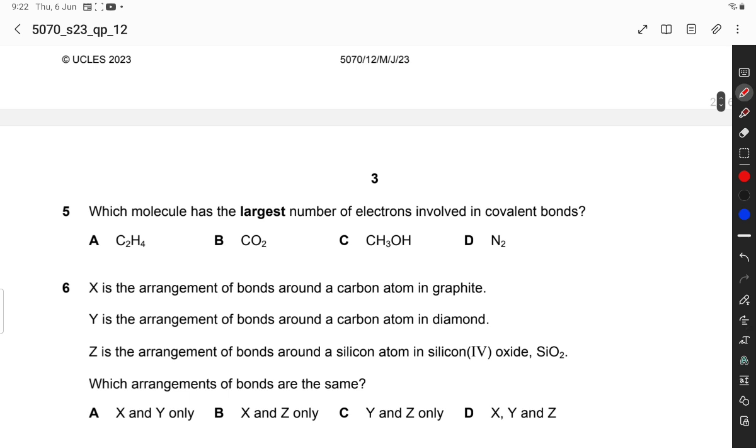Question number 5. Which molecule has the largest number of electrons involved in covalent bonding? In C2H4 there is like this. C2H4.